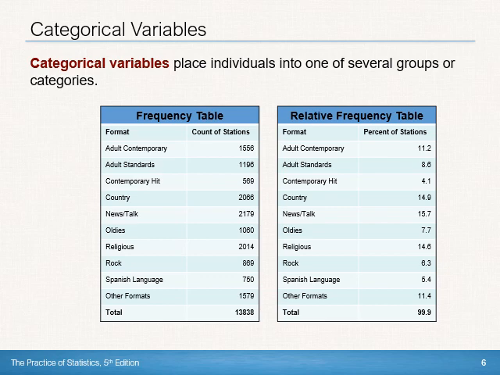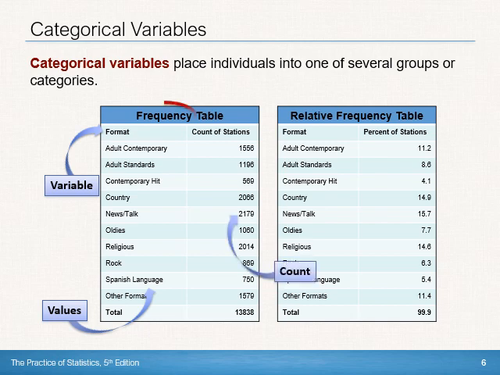All right, so let's start with an example of categorical variables. So the categorical variable here is the format of a radio station. So we could have adult contemporary, adult standards, contemporary hits, country, news and talk, and so on. All right, so the variable is the format. And then it takes on lots of different values, the different types of radio stations. And then we have counts. Now, the count and frequency are synonymous terms.